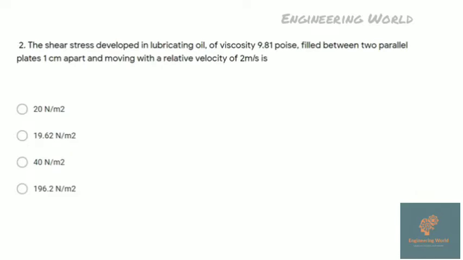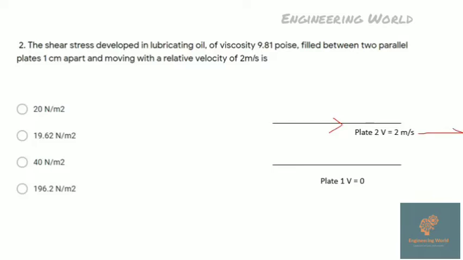Next question: the shear stress developed in lubricant oil of viscosity 9.81 poise filled between two parallel plates 1 centimeter apart and moving with relative velocity of 2 meter per second is. Here I am showing plate 1 and 2. In the question, given that there is a relative velocity of 2 meter per second, that is, velocity of plate 1 is 0 and that of plate 2 is 2 meter per second. Due to this, there will be shear stress. Given that viscosity mu is equal to 9.81 poise.